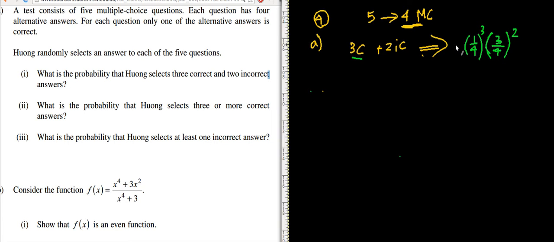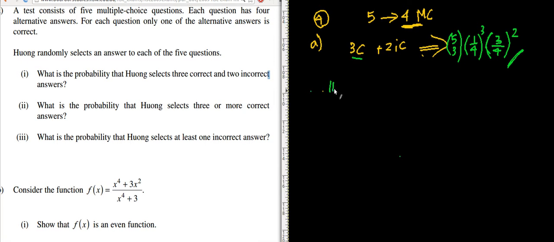But now remember that it doesn't matter which order I get them in. It doesn't matter if I get 3 correct first or 3 correct last, or in fact if I get every odd question correct, as long as I get 3 correct. So in order to deal with the order, I need to go 5 choose 3. Right, so the answer is 5 choose 3, and then a quarter to the power of 3, 3 quarters to the power of 2. Okay, so I hope that made sense.